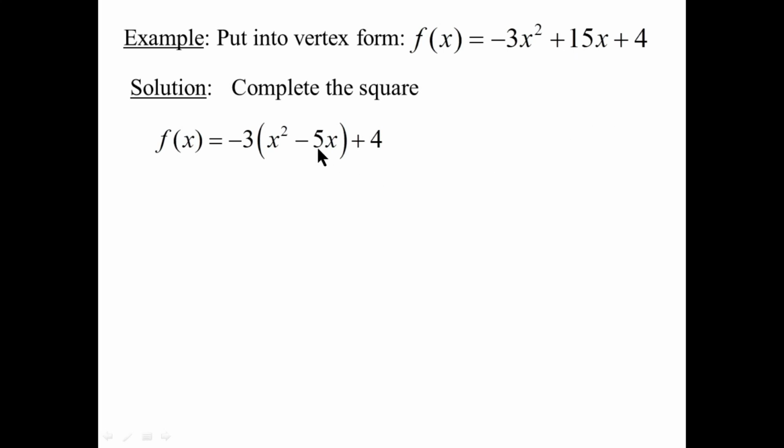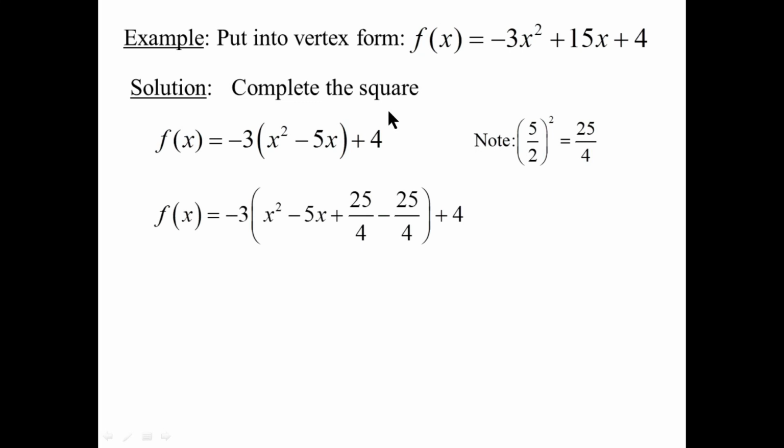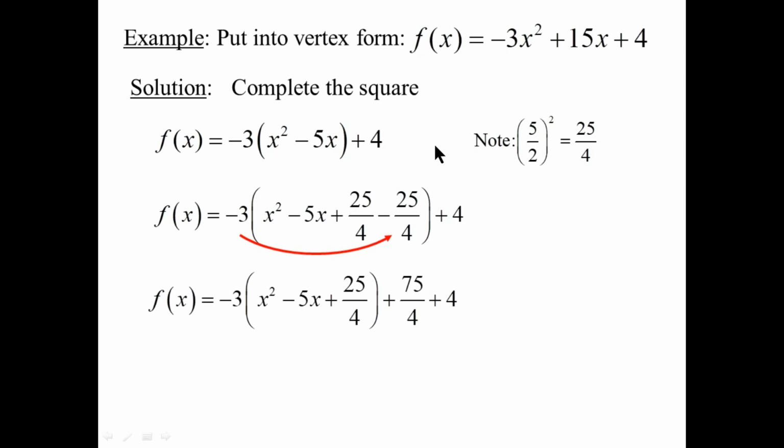Looks good. Now we have to take the 5, cut it in half, square it, add it, and subtract it. Those are the 4 steps. Before we do that, let's note that 5 over 2 squared is 25 over 4. So when we cut it in half, we'll get 5 over 2, and when we square that, we'll get 25 over 4. So we'll take that and add it and subtract it. Now we have to remove this 4th term. So it'll be minus times a minus is a positive, and 3 times 25 is 75 over 4.